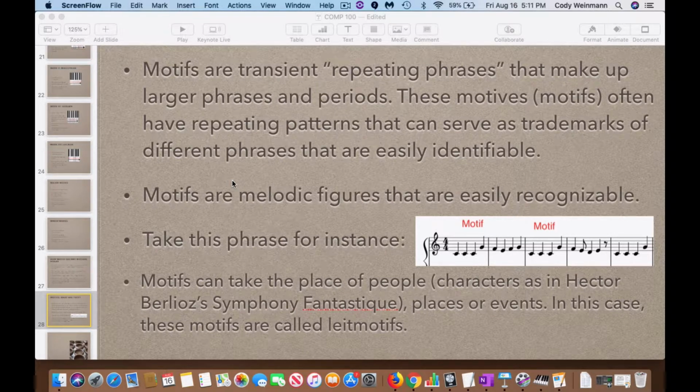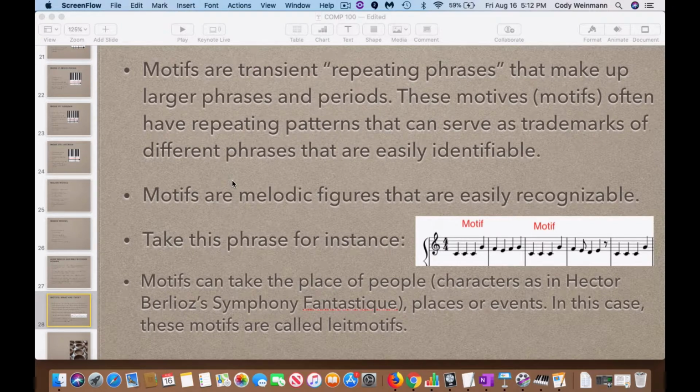You can have that recurring theme come in all the time. You can have that recurring theme all throughout a piece of music that comes in different styles and different guises that you'll hear. Motifs can take the place of people or characters.